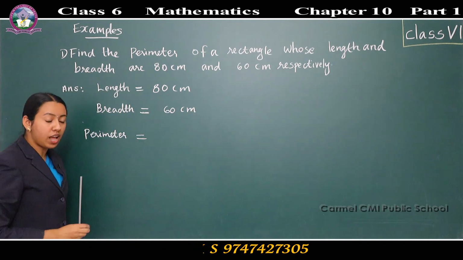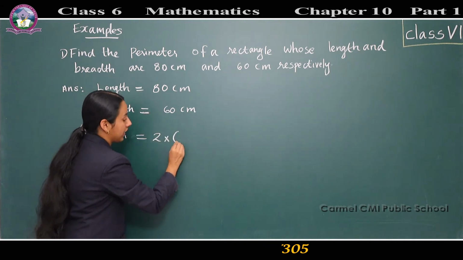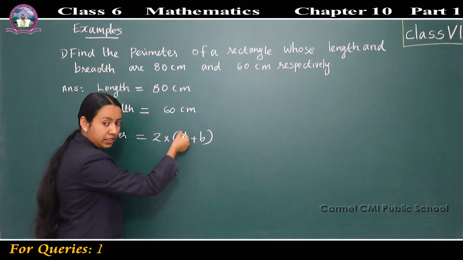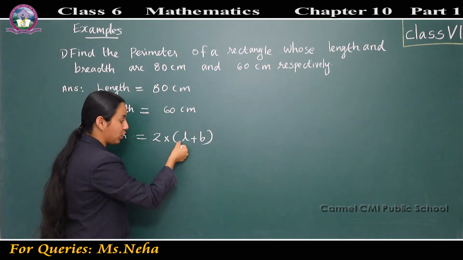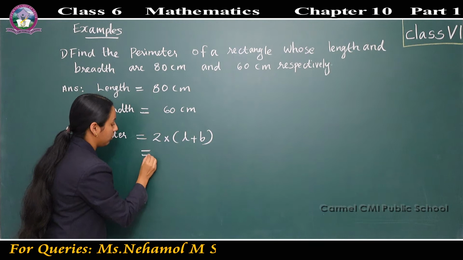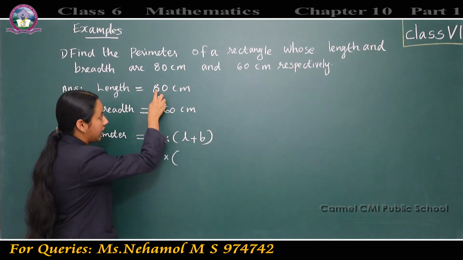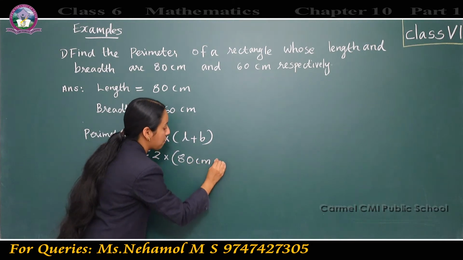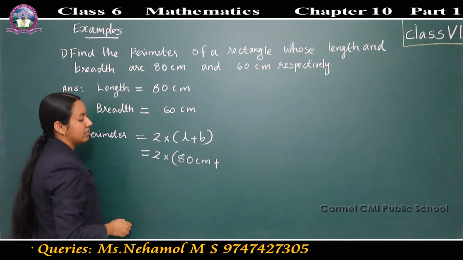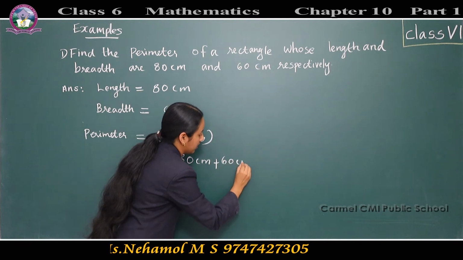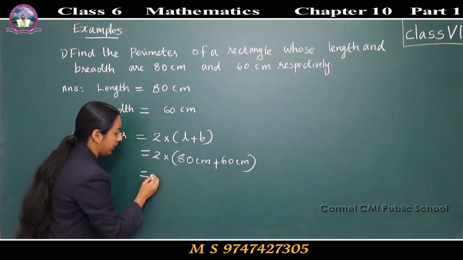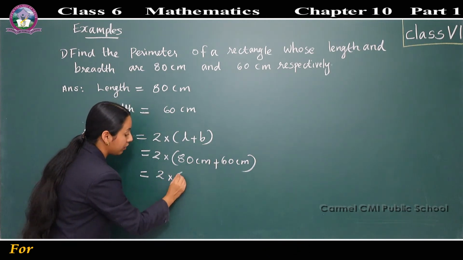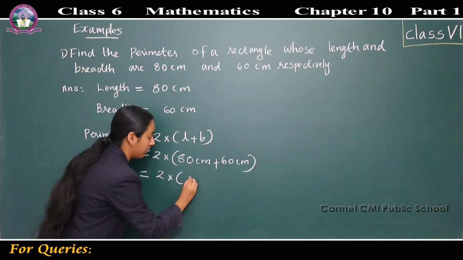Then we have to find the perimeter. What is the formula? 2 into (L plus B), where L is the length, B is the breadth. That is equal to 2 into (length 80 centimeter plus breadth 60 centimeter). What is 80 plus 60? 80 plus 60 is 140.